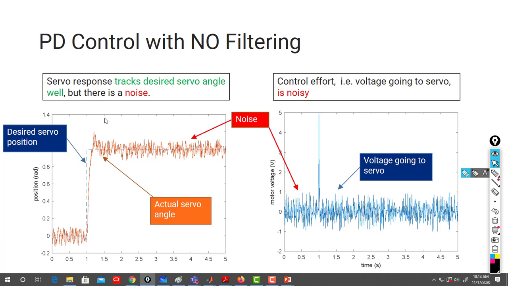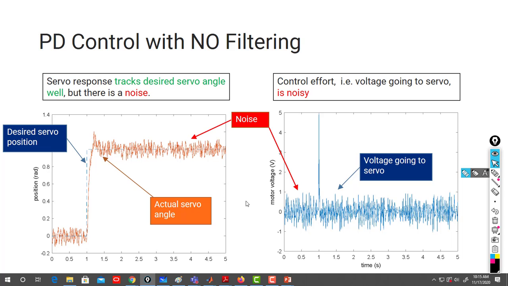Servo response tracks the desired servo angle well, but there is noise. Remember when we had no noise, it went without overshoot, but it was saturating. But here, when I added noise, the control effort, the voltage going to the servo, is noisy. That's the control effort, the voltage that's going to the servo, also noisy.